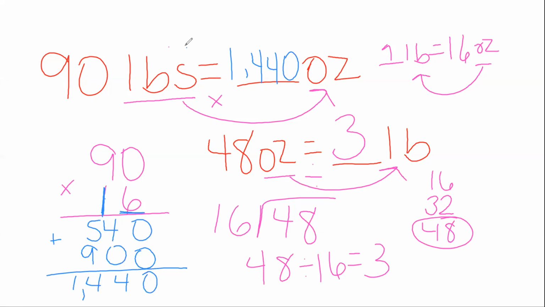Okay, so larger to smaller, you multiply to get more units. Smaller to larger, you're going to divide to get fewer units.